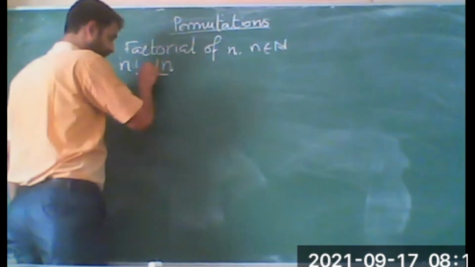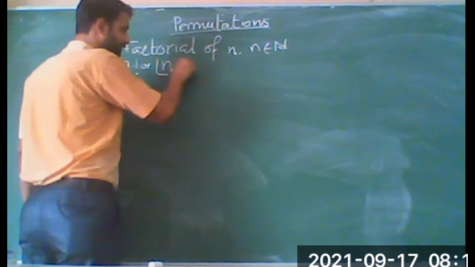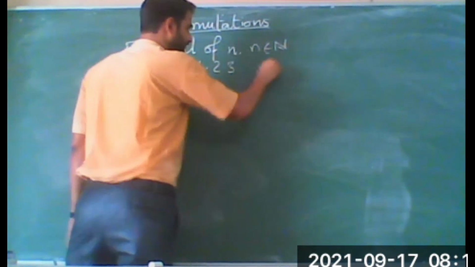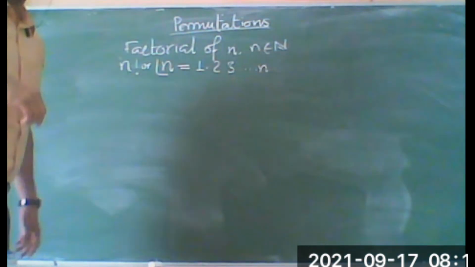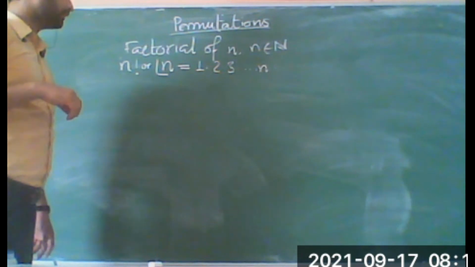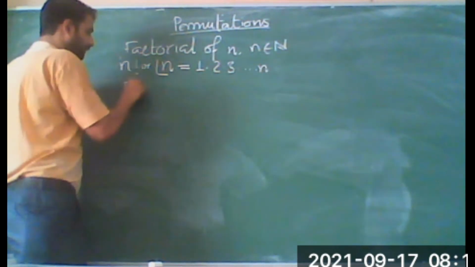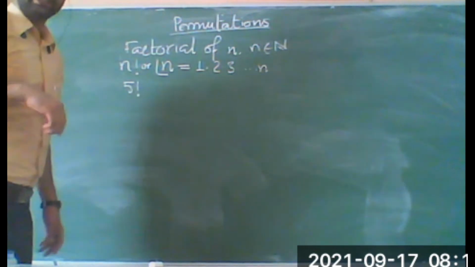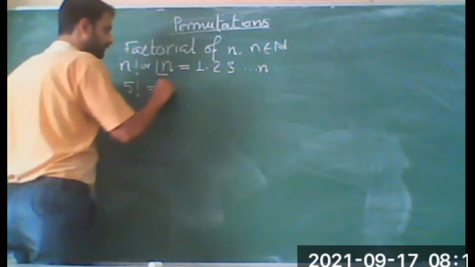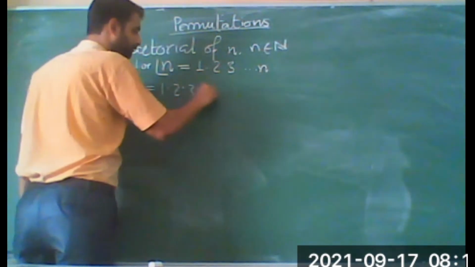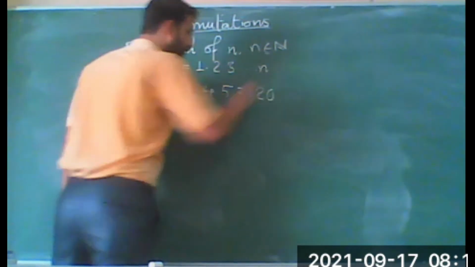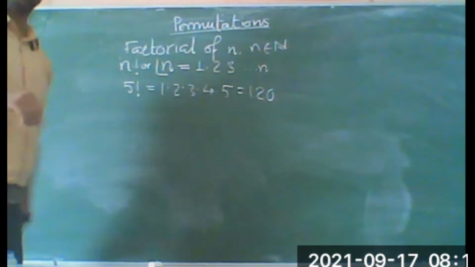and it is defined to be the product of the first n natural numbers, 1 into 2 into 3 into dot dot dot up to n. This is the product. So if I ask what is 5 factorial, it is the product of 1, 2, 3, 4, 5. If you multiply these, it will be 120. So 5 factorial is 120.